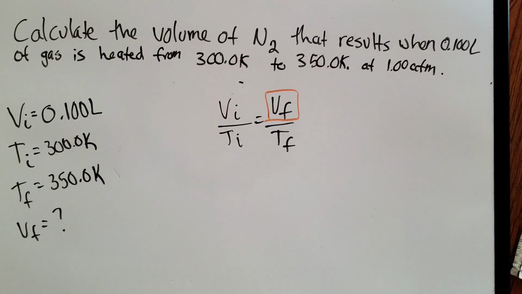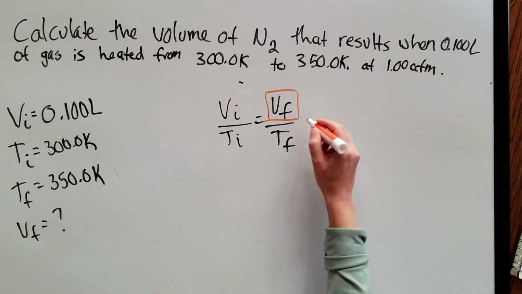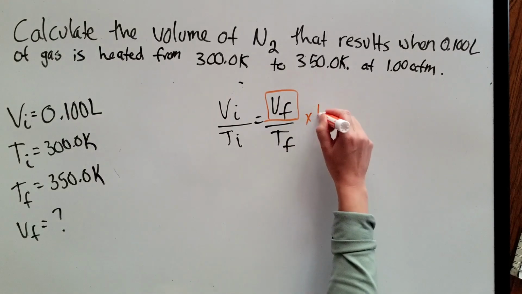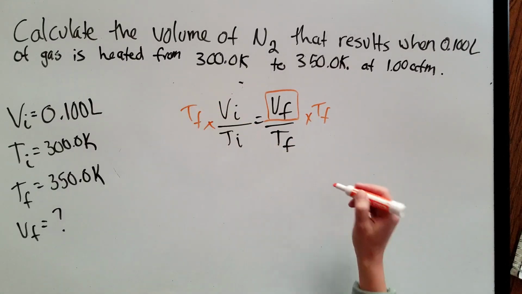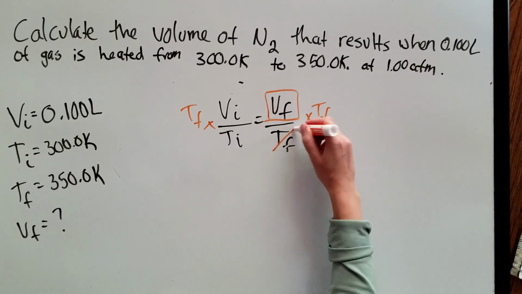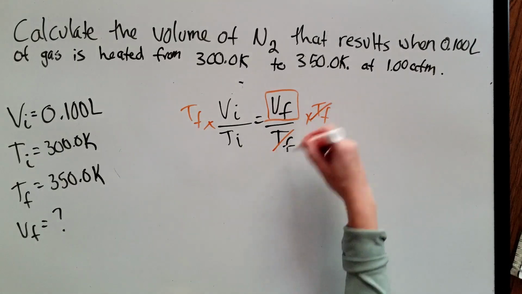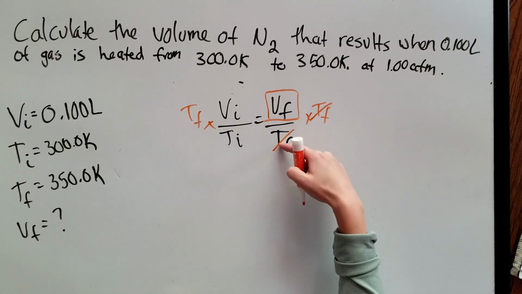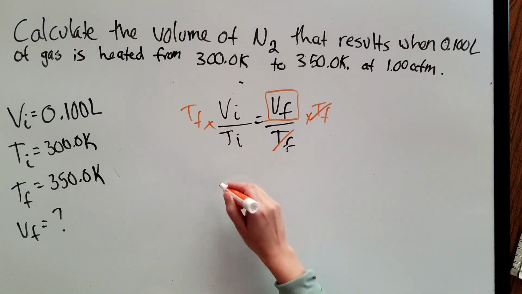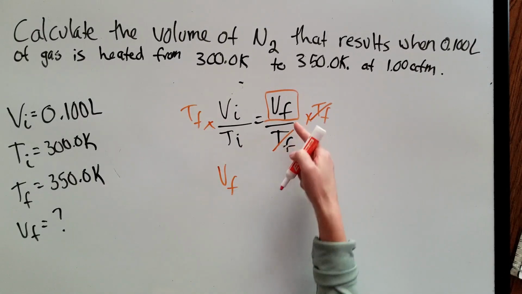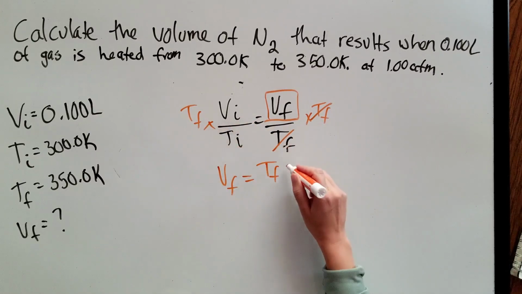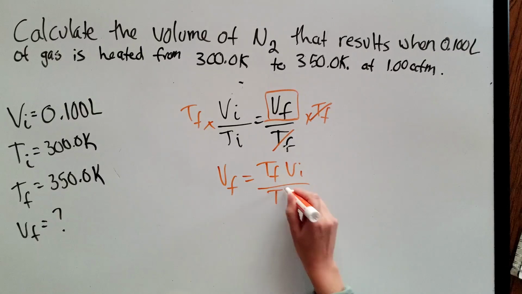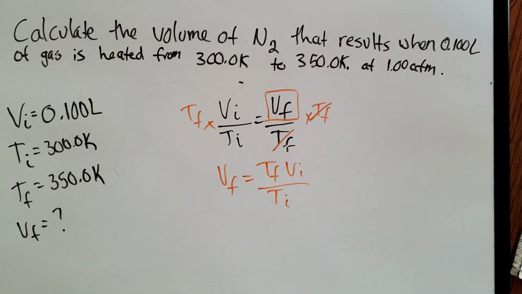If I want VF by itself, I need to get rid of this TF. Since it's in the denominator, I'm going to multiply by TF on both sides of the equation. Over here, it's going to cancel out because I have TF over TF. They're on opposite sides of that horizontal line, so they cancel. So now we have VF by itself, and we have TF multiplied by VI over TI. Just showing how that equation is rearranged once again.